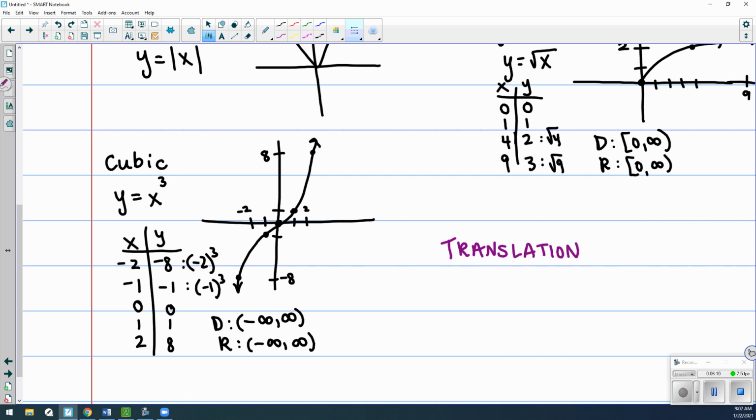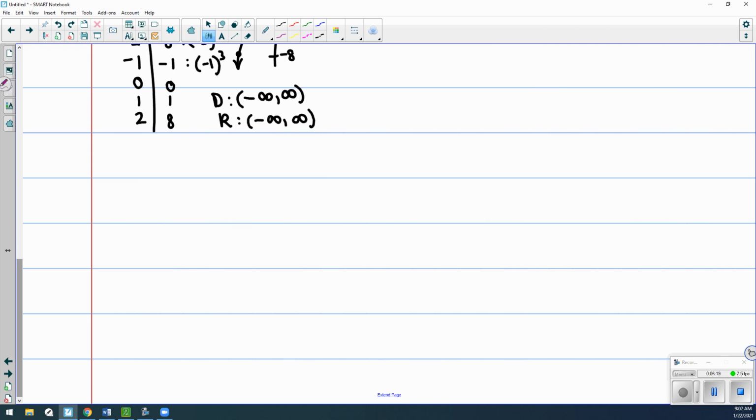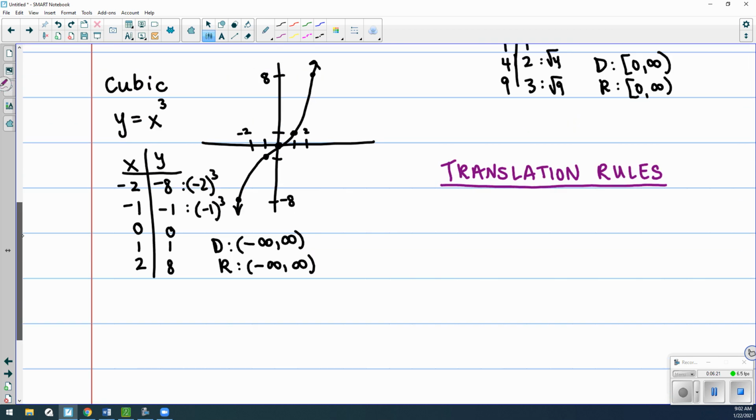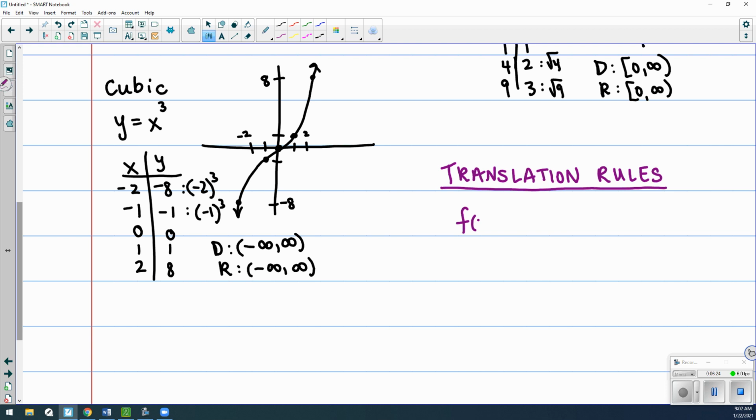We can't talk about the translation rules enough, because if you've got a general idea of how the translation rules work, you're going to be set for the rest of your math career. Translation rules, no matter what our parent function is, if we take that parent function and we add a constant outside of the argument, then this is going to shift our whole picture up. If you take your function and you subtract a constant, that's going to take the whole picture and just slide it down.